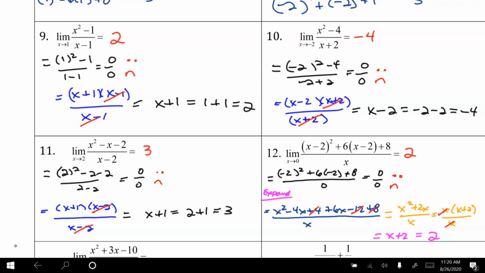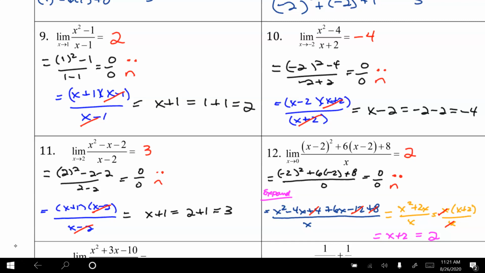Number 12 is a little bit different. I got 0 over 0, but I'm not factoring. I'm actually expanding it. So I expanded x minus 2 squared to x squared minus 4x plus 4. I did the derivative property and got 6x minus 12 plus 8. And all the numbers on top canceled, and you're left over with x squared plus 2x over x, and x cancels out. You're left over with x plus 2, but then you had to go back and plug in 0. That's why I got a final result of 2.